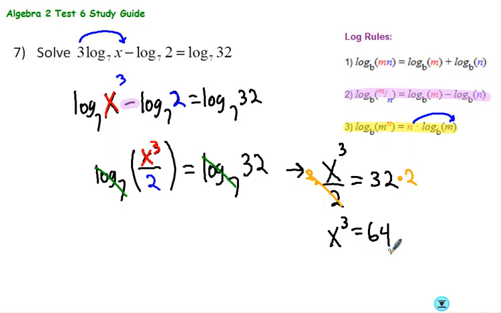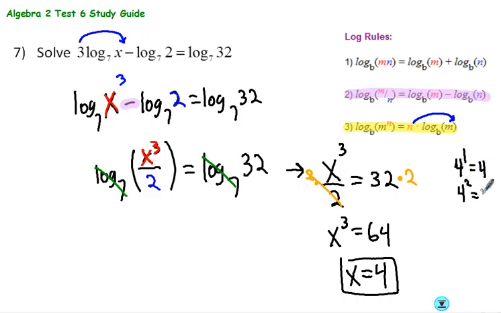Now we've already done this. This says what number cubed would give you 64. Well, it's 4 times 4 times 4, which would give you 64, so x would equal 4. Right, because 4 to the first is 4, 4 squared is 16, and 4 cubed is 64. So it would be 4 to the third power. Alright, so go ahead and pause now. Try number 7 in the middle.